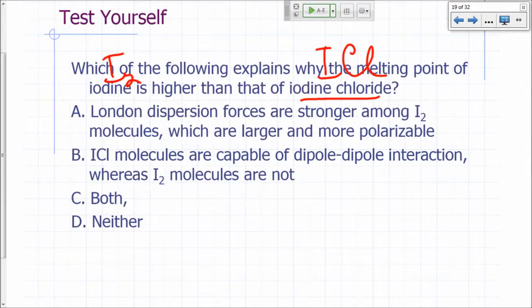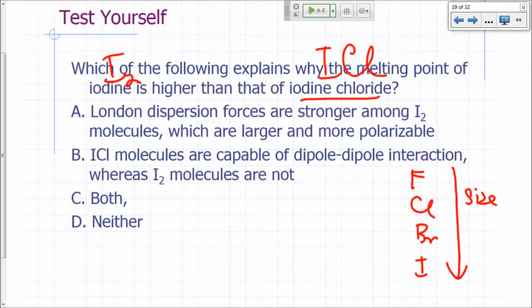Think about it. Where would you find iodine and chlorine in your periodic table? Fluorine, chlorine, bromine, iodine. So what's the trend in size? Going down, size increases. So which one's larger, I2 or ICl? This is larger, right? And what is this thing? The melting point of I2 is higher than that of iodine chloride.